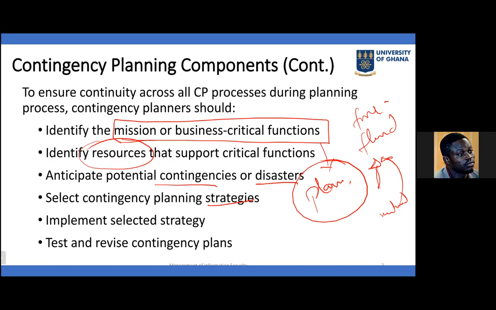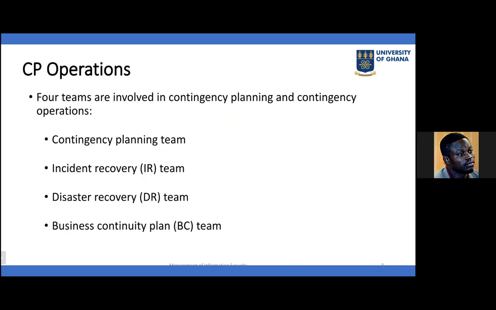So once there's a disaster or an incident, you trigger a strategy to handle it. After implementing that strategy, the next step is that you need to revise all the processes you went through in handling that contingency, whether it was well done or things did not go well, so you can put in measures to handle that.